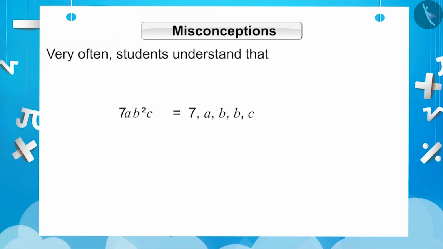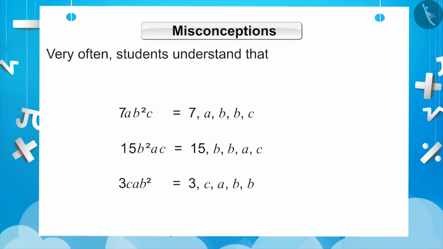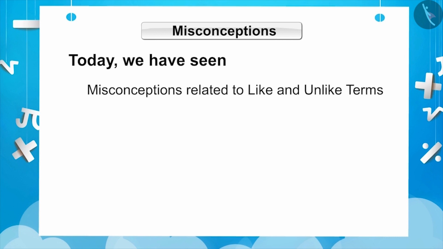Sometimes, children assume that like terms also have variables in the same order. But it is not necessarily so. Even if the variables of two terms are similar, but their order is not same, the terms will be considered as like terms. Today, we have learned the misconceptions related to like and unlike terms.